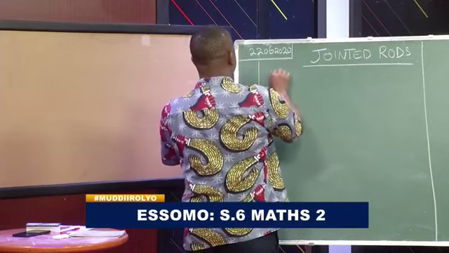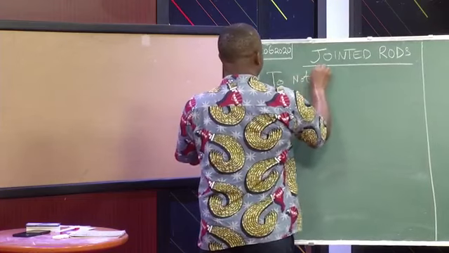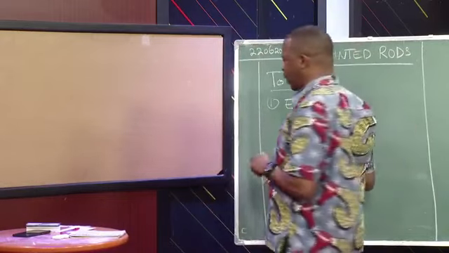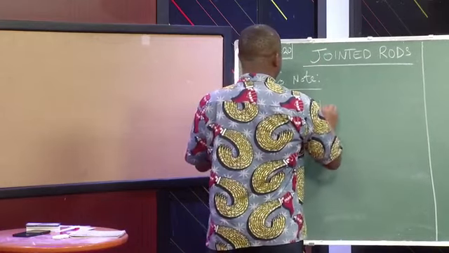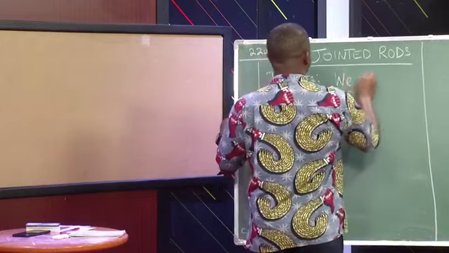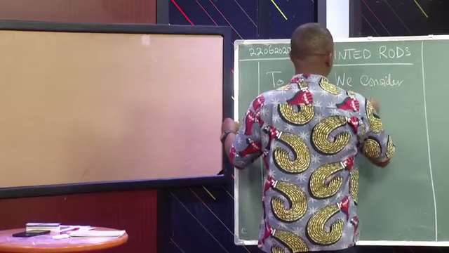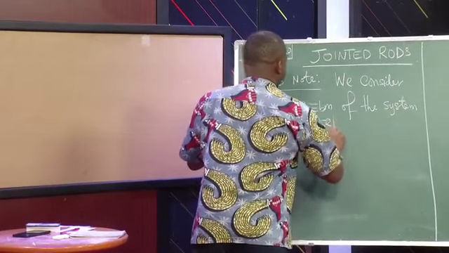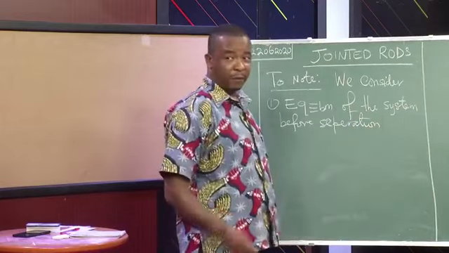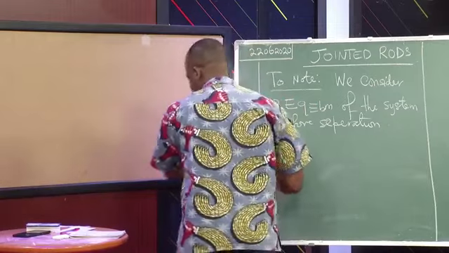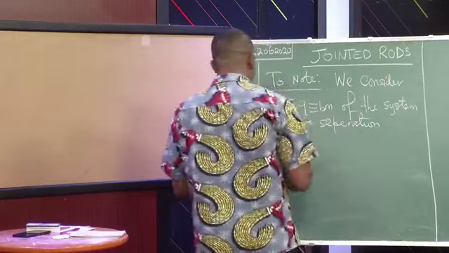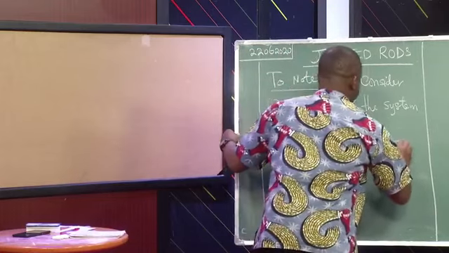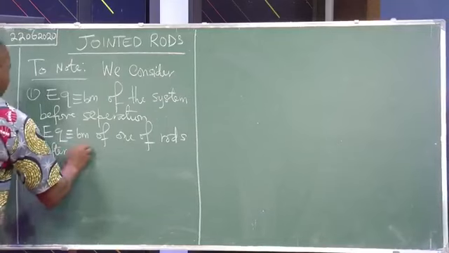A brief summary of what we need to note here is: one, we consider equilibrium of the system before separation, and two, we consider the equilibrium of one of the rods after separation.